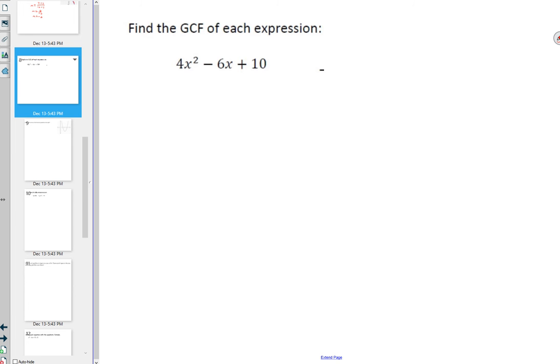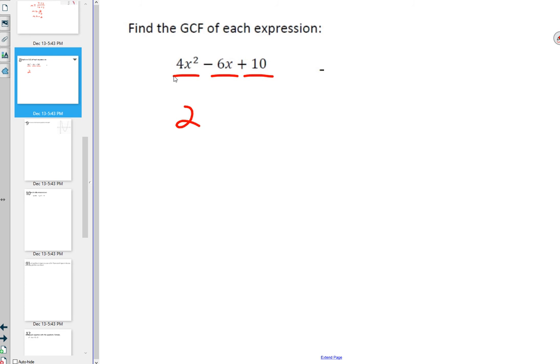No. Find the GCF of the expression. So here all they're asking for is the greatest common factor. What's the biggest number I can divide all three of those terms by? By 2. But then you also have to ask yourself, do they have a variable in common? No, so we're done. That's it. The greatest common factor is 2.